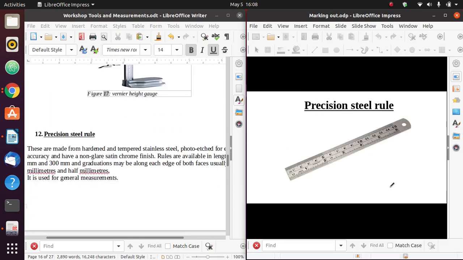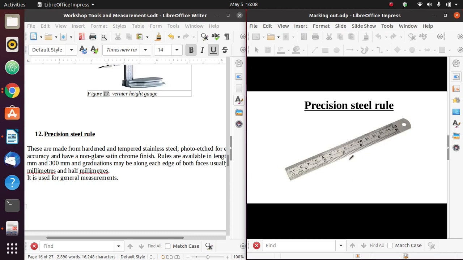Now we have a precision steel rule. Essentially it's just a ruler that is made of steel. But the difference between this and the actual ruler that you use is the graduations. We have graduations in this steel rule that are in millimeters and half millimeters. This essentially increases our precision. The distance between the two indications becomes smaller, so I can read up to half a millimeter.